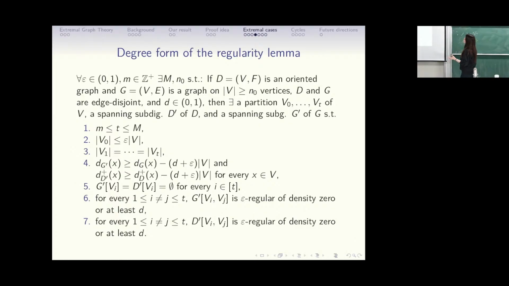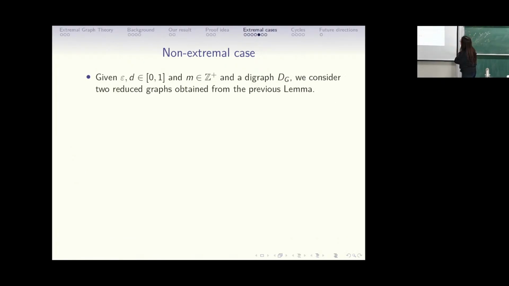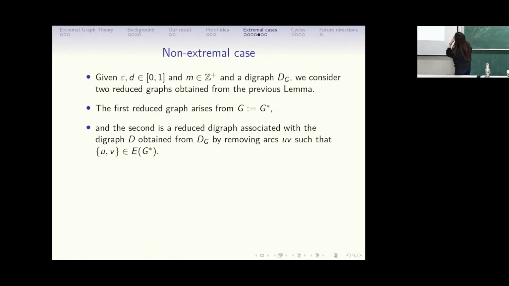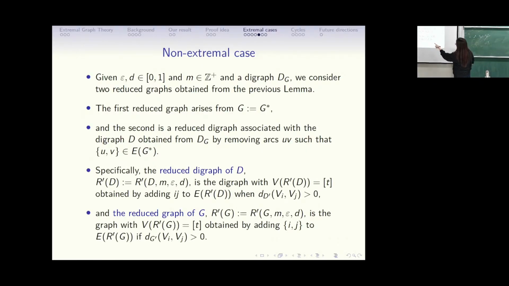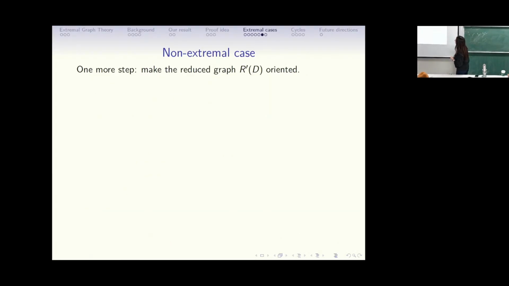So I also do a refinement for both the double edges and the directed graph, also the oriented part, removing double edges from a directed graph. We use G star to denote the double edges. We use R prime G to denote the reduced graph. We use D to denote the other edges, and R prime D for the reduced graph of that.